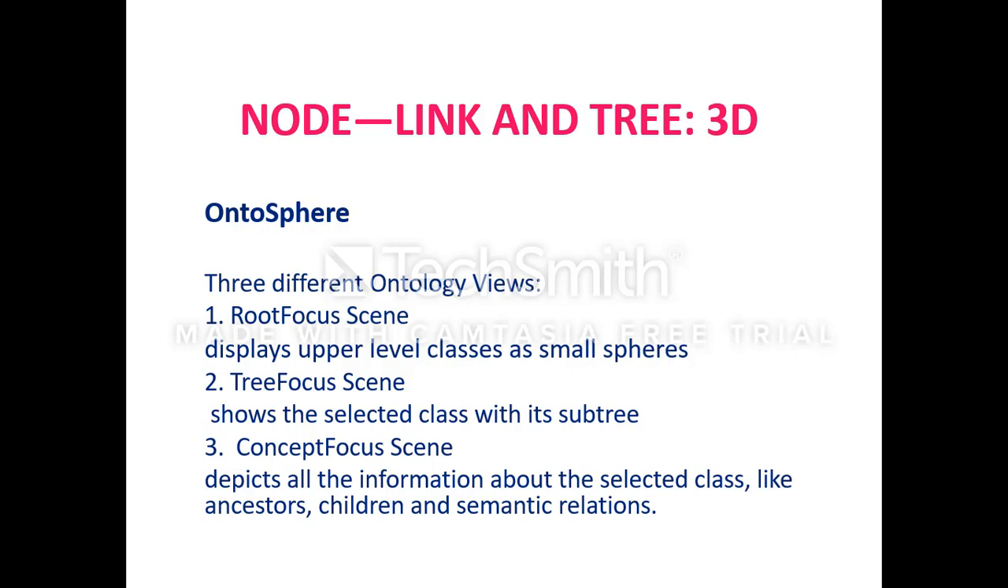The next 3D method is OntoSphere, which has 3 different views based on the information they display. The root focus scene shows a sphere with a collection of the upper level classes represented as small spheres. Second is the tree focus scene, which shows the selected class with its subtree. And third is the concept focus scene, which shows all the information about the selected class, like ancestors, children, and semantic relations.